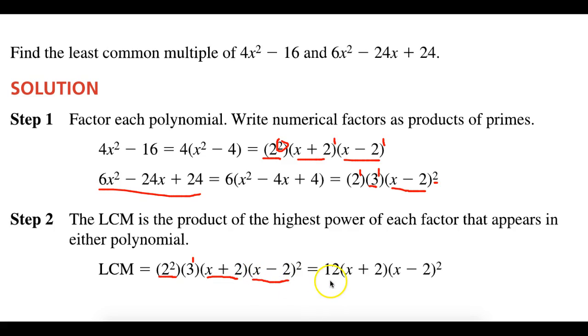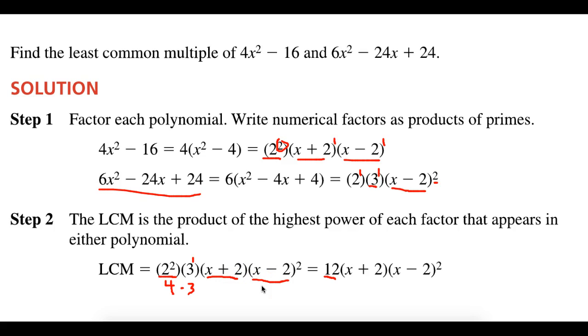So our least common multiple is just the product of all of these. So if we take 2 squared, which is 4, times 3 to the first, which is 3, that's going to give us 12. So that's how we get this coefficient right here. And your other binomials, you can just leave them as is. So we get x plus 2 times x minus 2 squared.